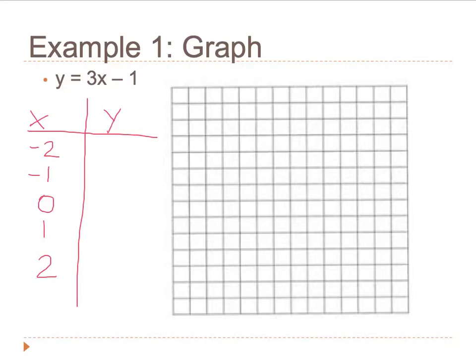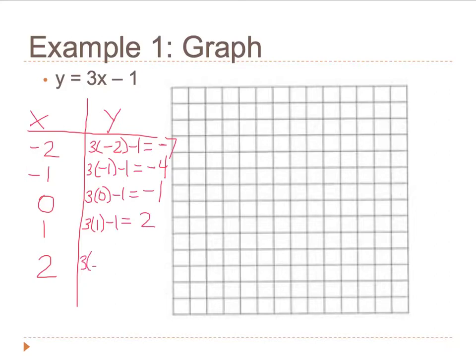So 3 times -2 minus 1, that's -6 minus 1 is -7. And I'm going to continue to do the same thing here. 3 times -1 minus 1 is -3 minus 1, or -4. And then when I substitute 0 in, 3 times 0 minus 1 is -1. 3 times 1 minus 1 is 2. And then 3 times 2 minus 1 is 5. So there are my points.